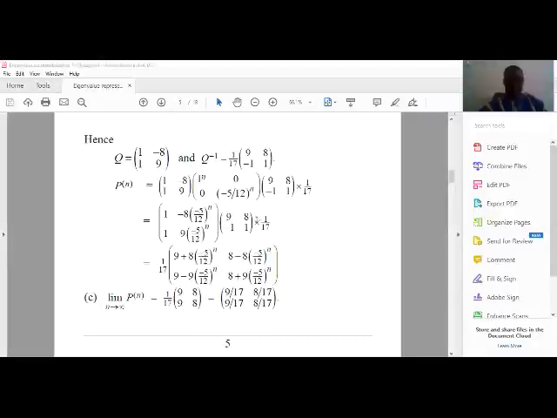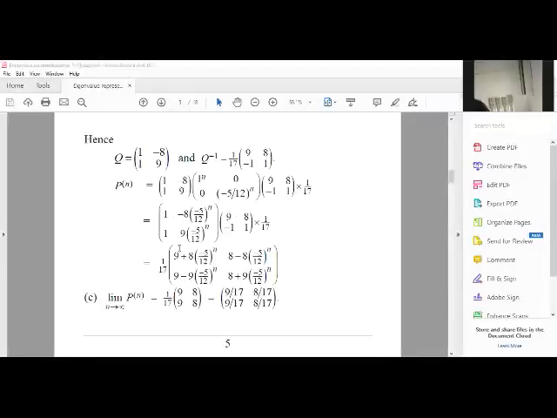Good. So first, I'll bring the 1 over 17 here. It's a constant, so I can bring it in front. So I'm multiplying this 2 by 2 matrix times this 2 by 2 matrix. So first is row times column. Matrix multiplication is always row times column. And this one, you cannot use your calculators because of the value n here. You have to do it manually.